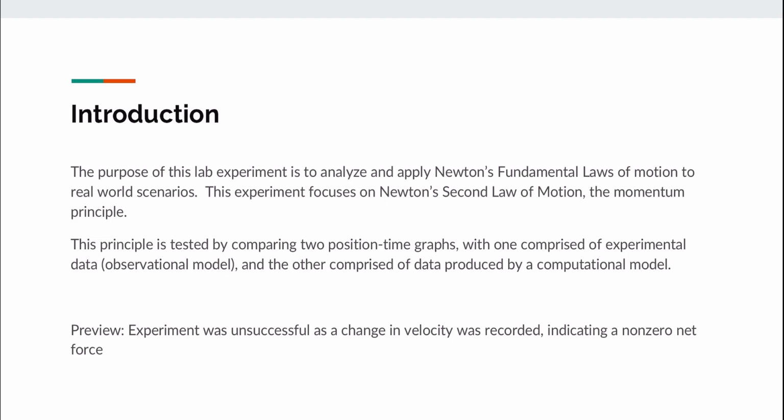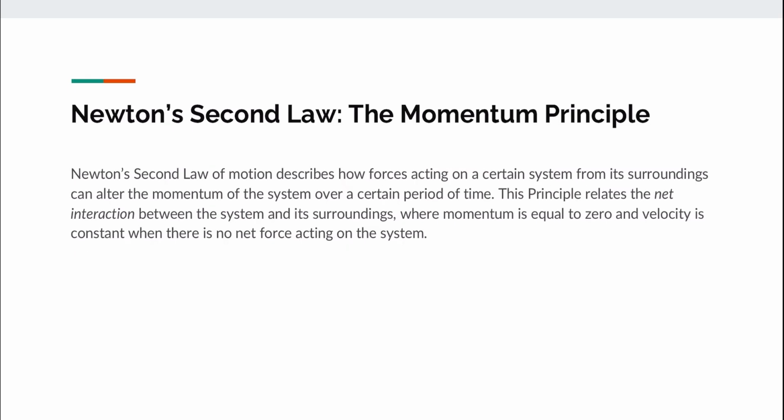Briefly touching on the results of this experiment, the experiment was relatively unsuccessful as a change in velocity was recorded, indicating a non-zero net force and thus a non-constant velocity. In this experiment, the system being studied is the baseball itself, and the surroundings include the floor and the air.